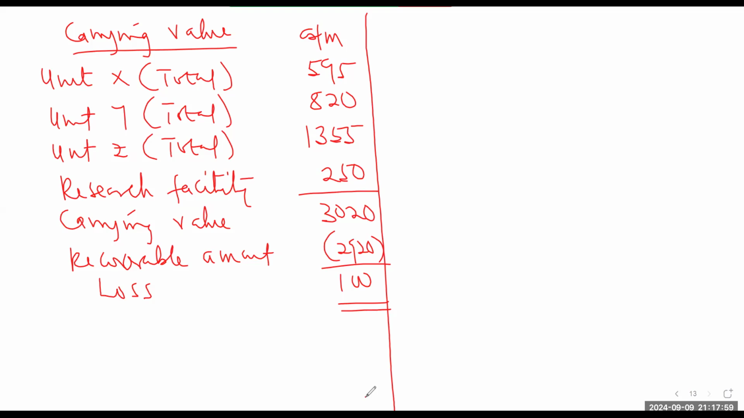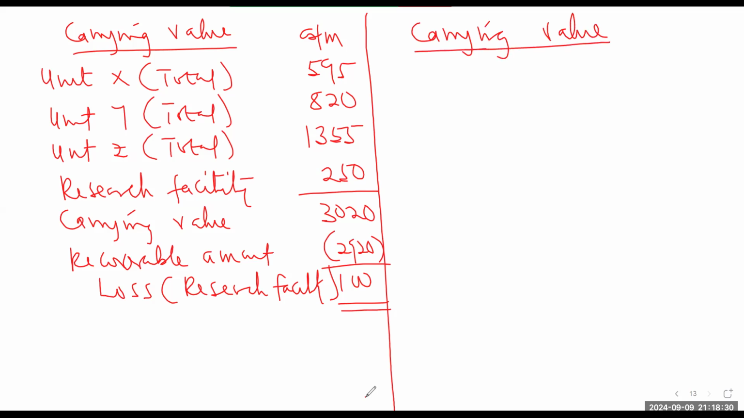Okay, so we can do two things. So this loss, you can just stop here and say the loss is relating to the research facility. But you can also say that after the first impairment, the X, the Y, the Z together with the head office have further impaired again. So if that is the issue, how do we go about the two? So we are going to be using the two situations. So let's look at the carrying value based on the situation that the 100 is relating to only the research facility.